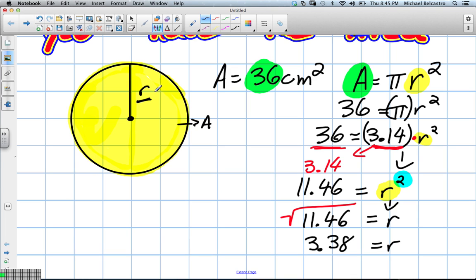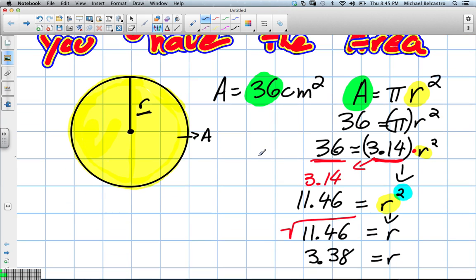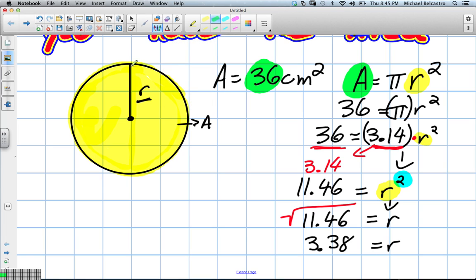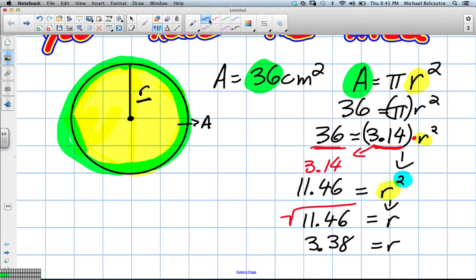But let's not stop there, okay? So that is technically what we set out to do, finding the radius when we have the area. But let's say, you know what? I'm so smart, I would like to calculate the circumference while I'm at it. So the circumference, I'm just going to fill that in. The circumference is the distance around this circle. Do you know what the formula of circumference is off the top of your head?